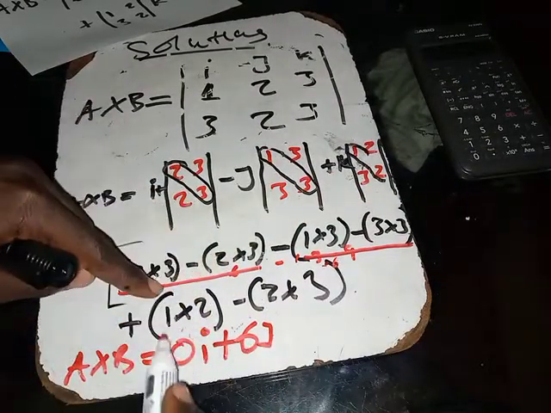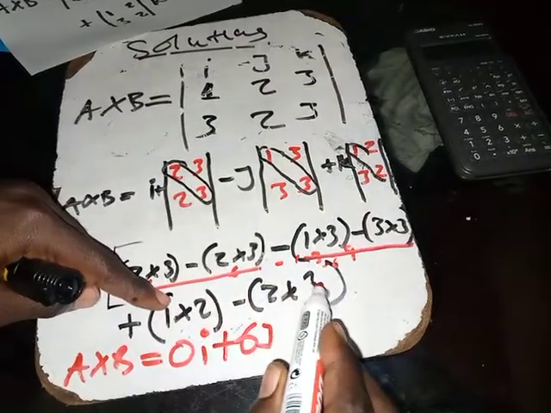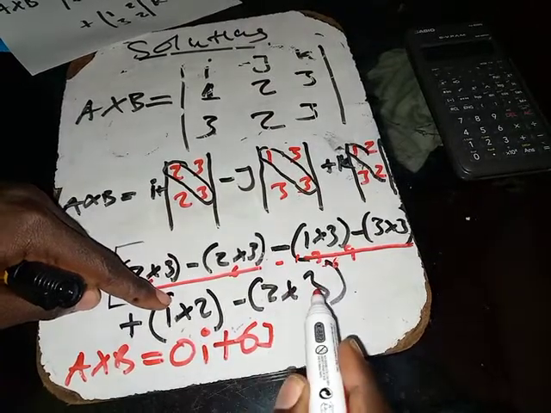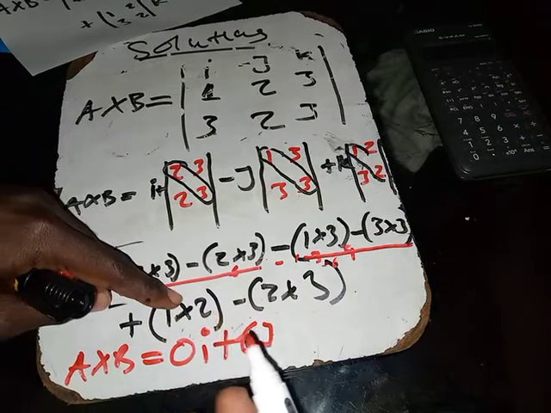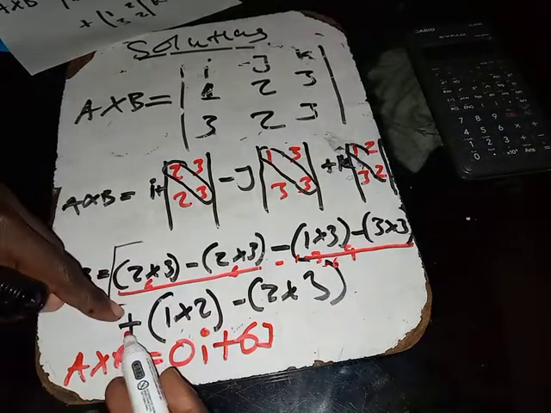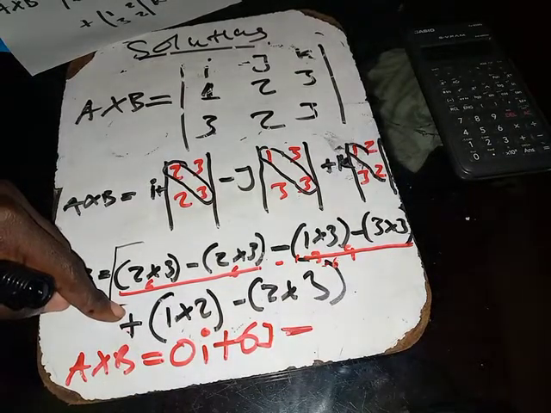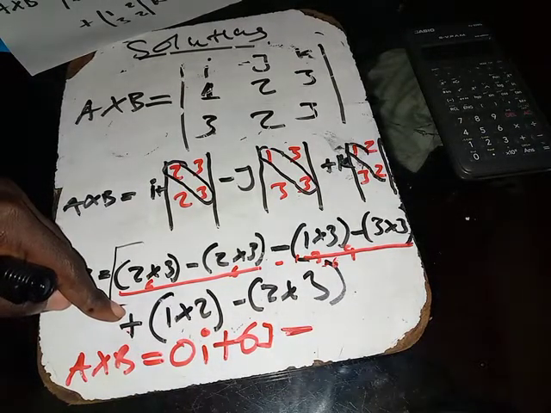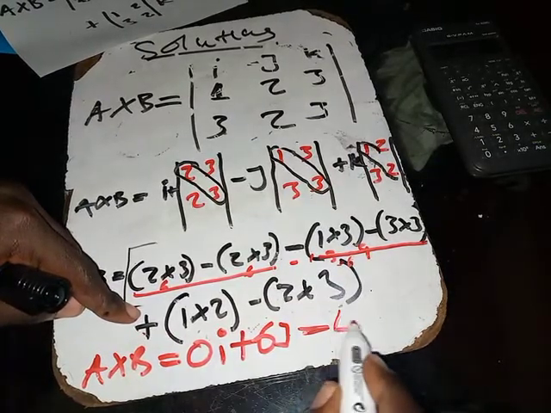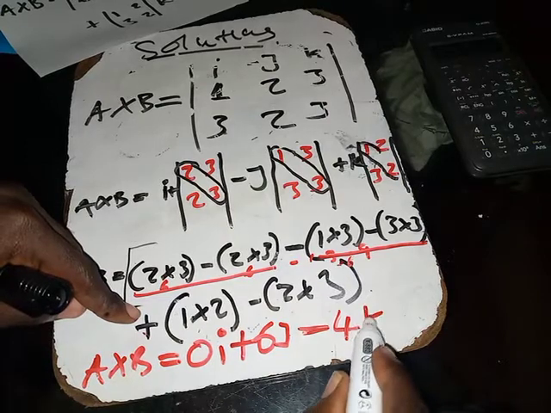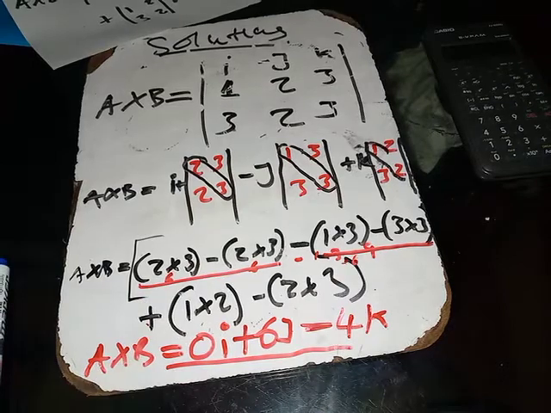Then I come here. 1 times 2, it's 2. Minus 2 times 3, it's 6. So here, 2 minus 6, it's negative 4. Okay? So negative times positive, I'm having negative. So here, this will change. Take care of the negative sign. So here it's negative 4. Under which letter? K. So this is what we have.